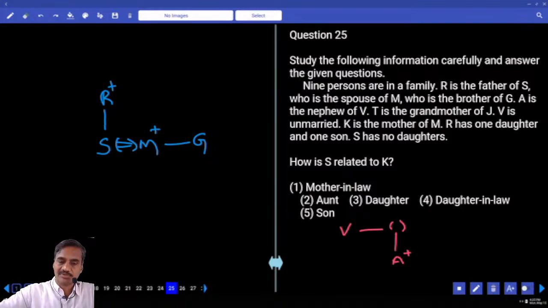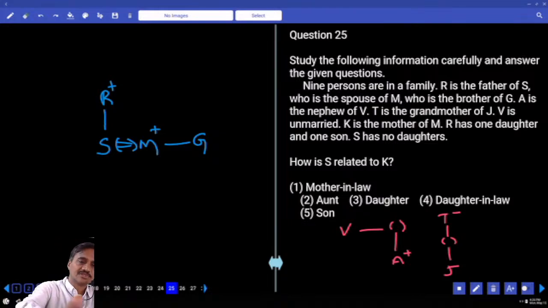T is the grandmother of G. Now this T is the grandmother of whom? T is the grandmother of G. And V is unmarried. And K is the mother of M. Now this K is the mother of whom? K is the mother of M.